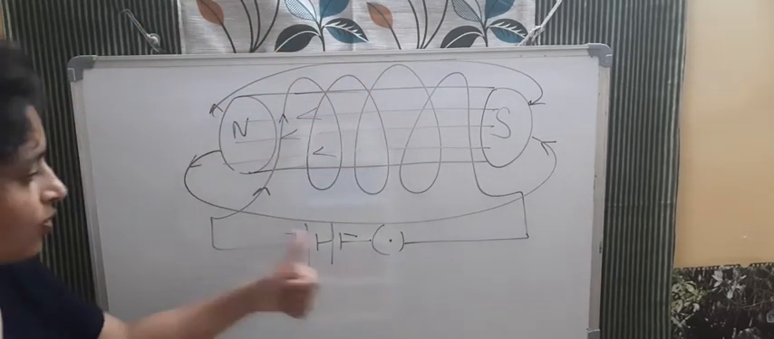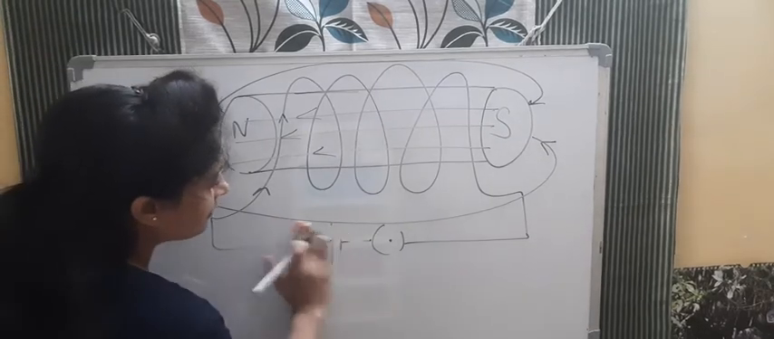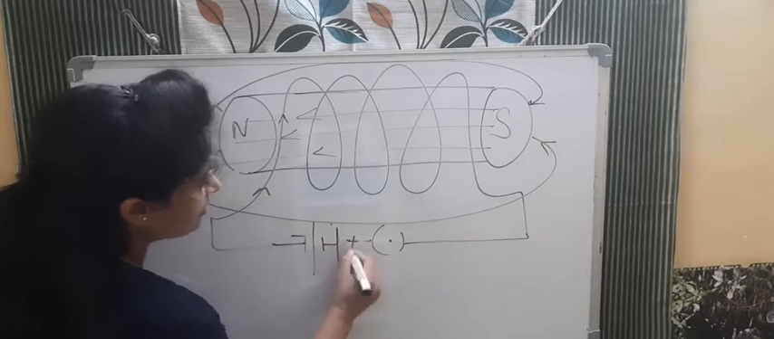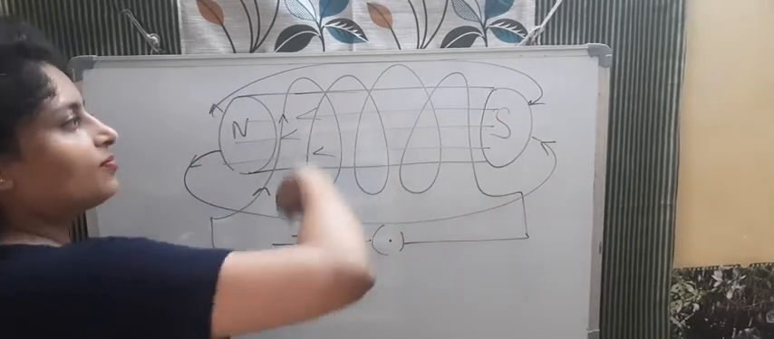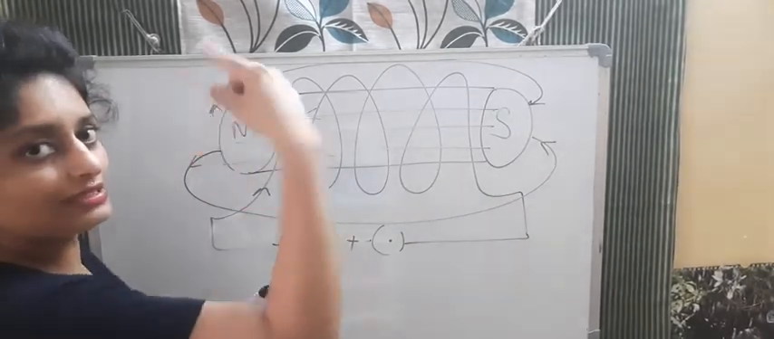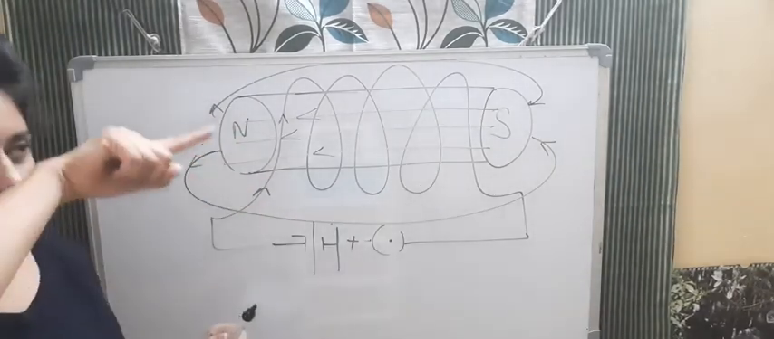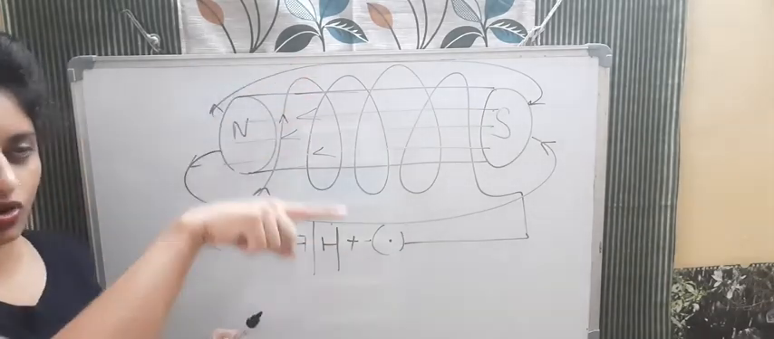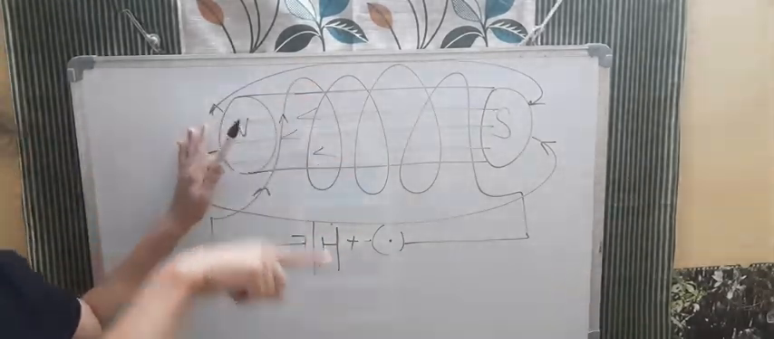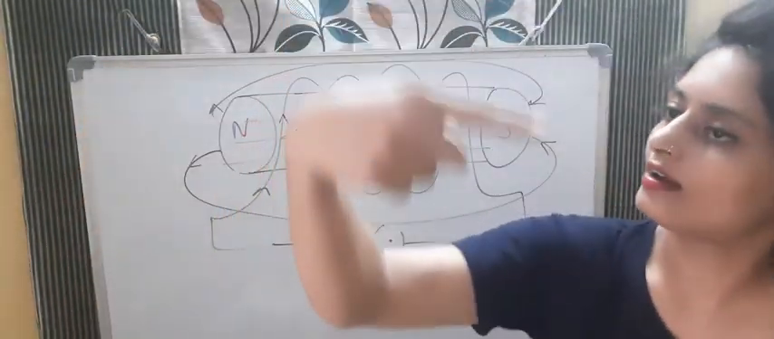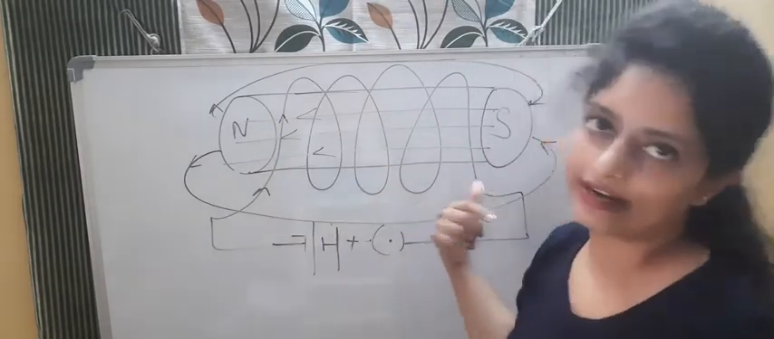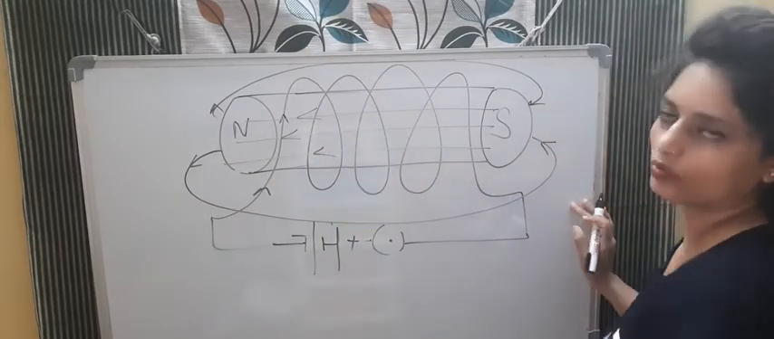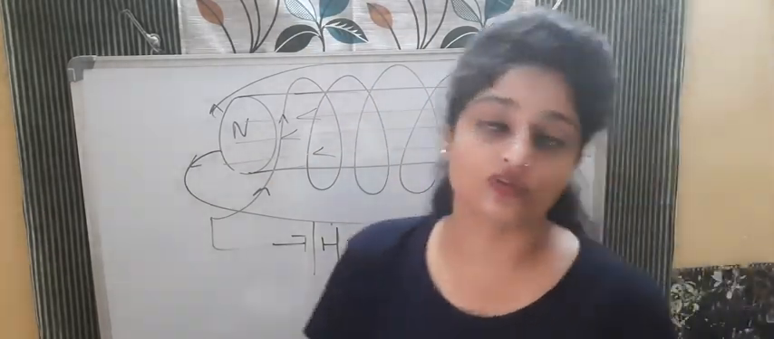If I change the polarity, what will happen? If this is negative and this is positive, now you know current is going from that side. So when you see from this side, the current is clockwise. Now, because current is coming from there, the current is clockwise. So this pole will be south and this pole will be north. So change polarity also changes the poles, and the magnetic field line will be north to south. Okay, so this is about the magnetic field lines of the solenoid.